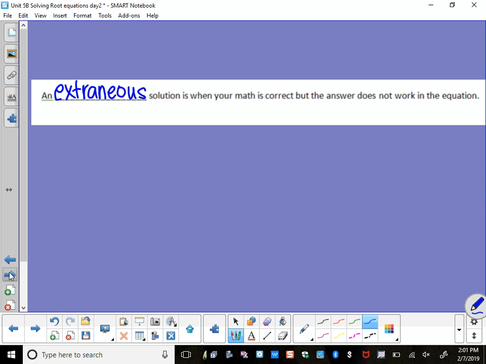So an extraneous solution is when your math is correct, but the answer does not work in the equation. An extraneous solution is what we're checking for. After we get our answer, we're plugging it back in to see if we get whatever it said it should equal. If it doesn't equal anything, I want you guys to write no solution. Unless you want to write out the word extraneous. You can write no solution, you can abbreviate it. We just write no sol. Yeah, that's what I write.